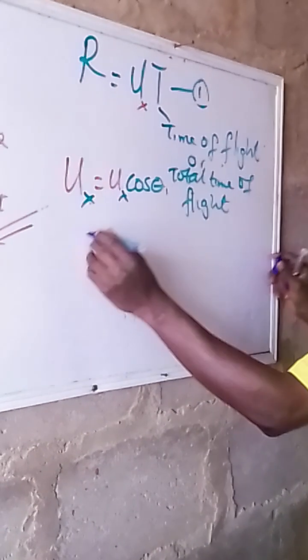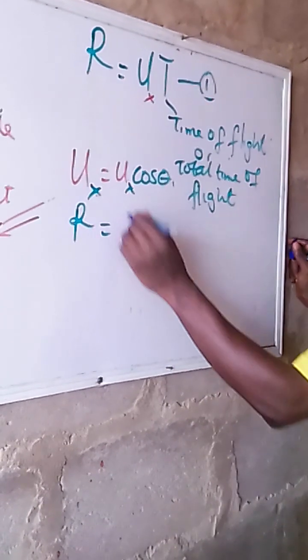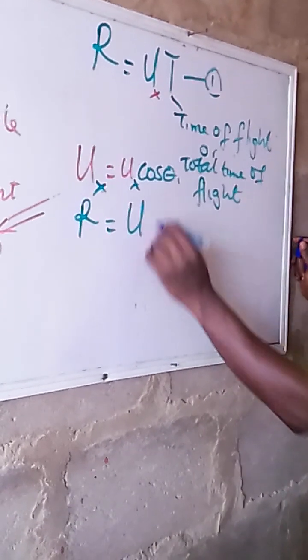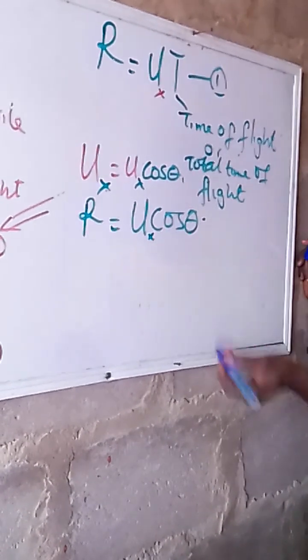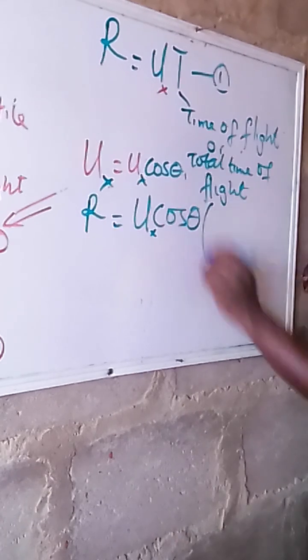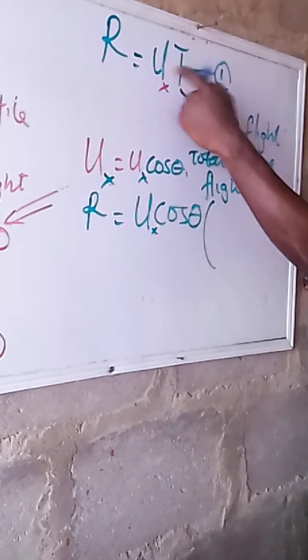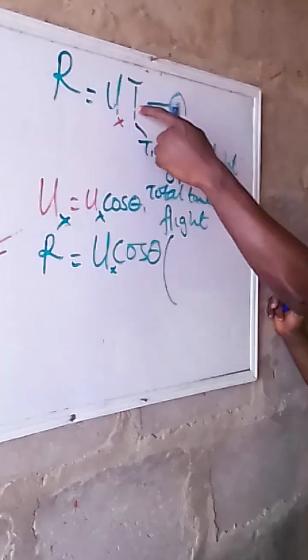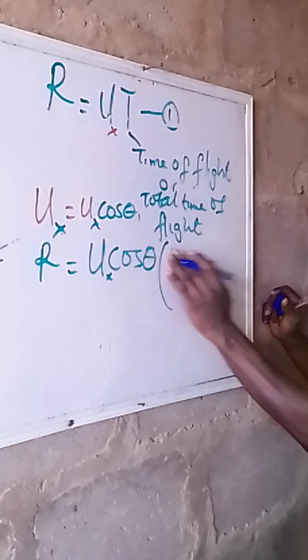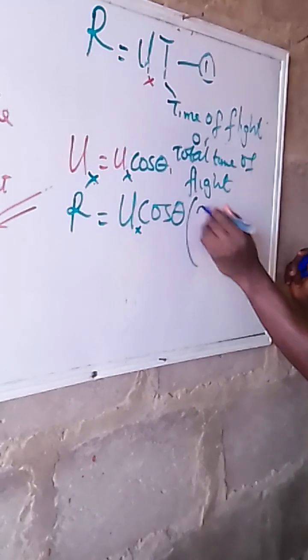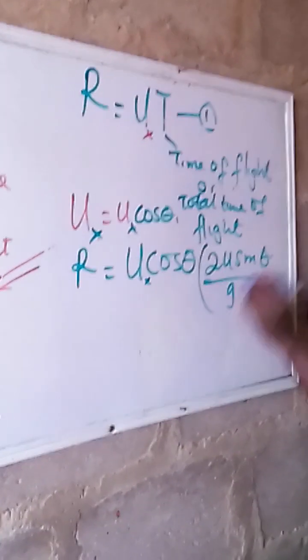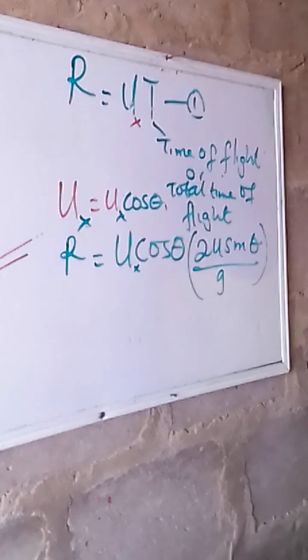Let's go back. It will be R equals U. Are we together? Cos theta, U cos theta. You can put a multiplication sign here if you want. In the bracket, the times is joining them together. What is it? This is 2U. If you recall the total time of flight that I wrote just now, 2U sine theta all upon g, then you multiply them together.